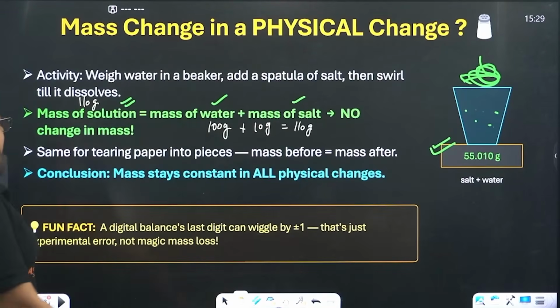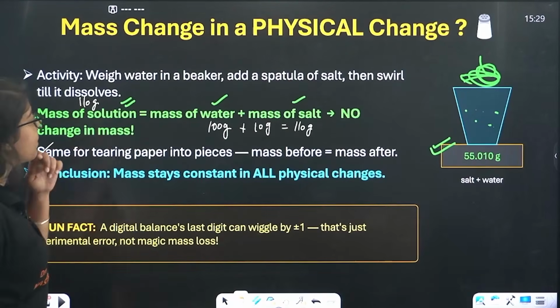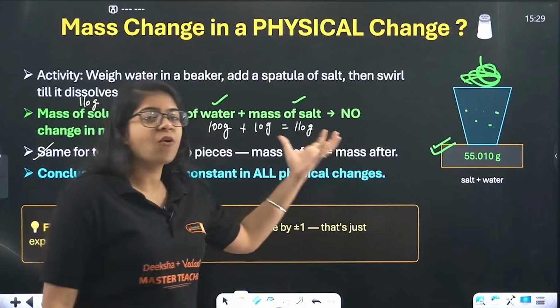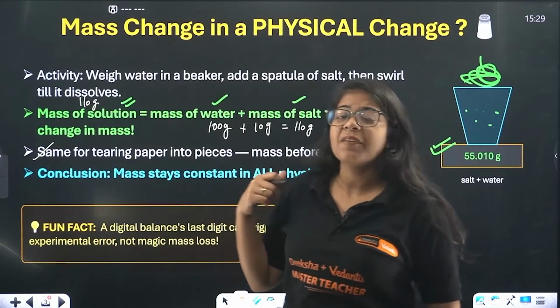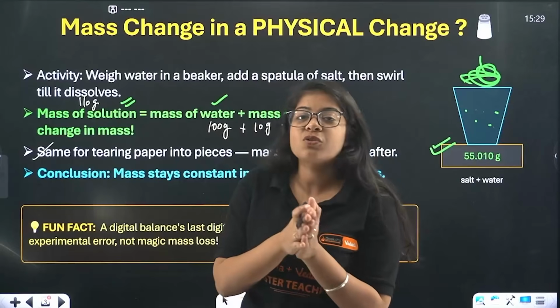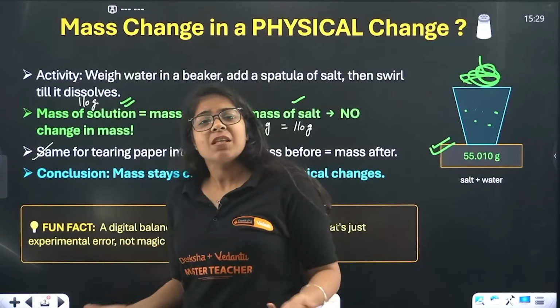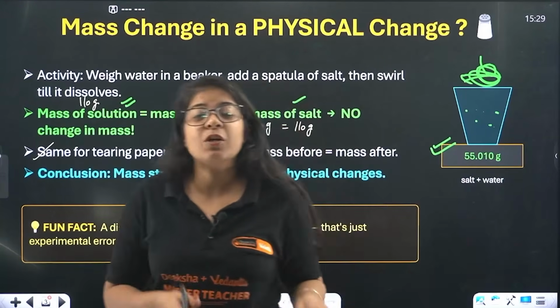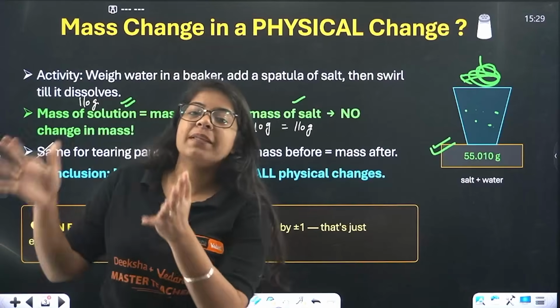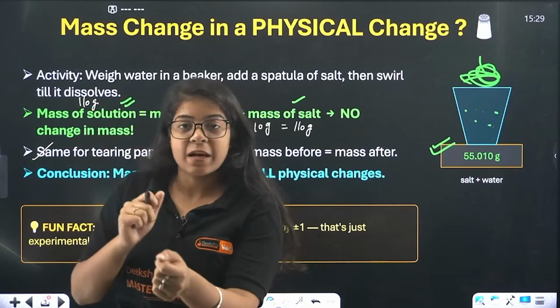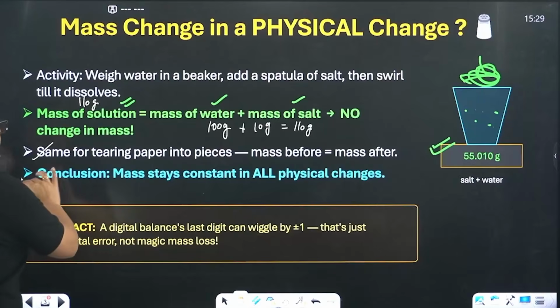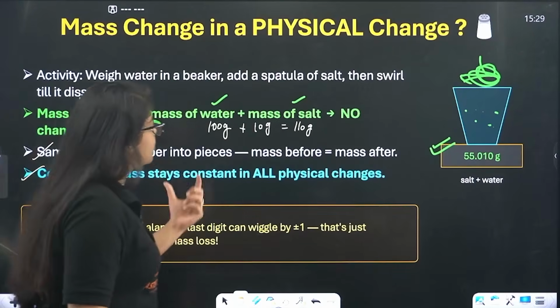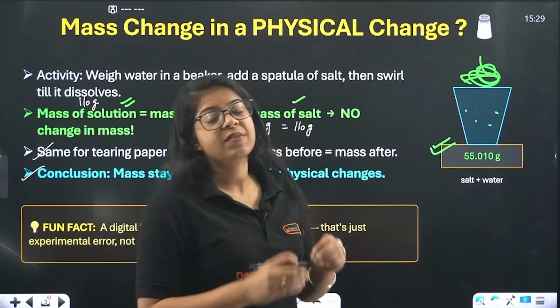Okay, beta. So same thing for tearing paper into two pieces, mass before, mass after. So you took a paper, you tore it in half, and now if you weigh those two separate pieces, you'll see the mass of those two papers is equal to the mass of the one single paper that was there before tearing apart. Then beta, we have the conclusion that mass stays constant in all physical changes.